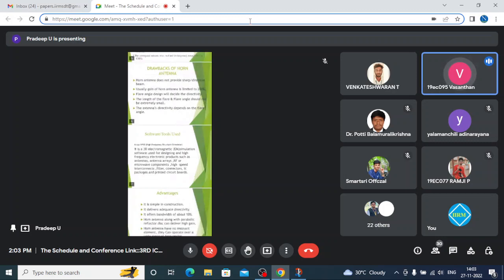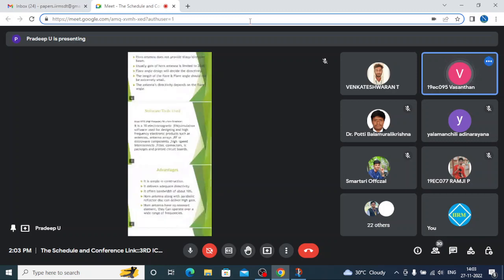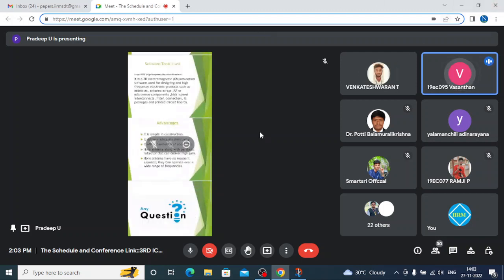And the advantages of the horn antenna: it is a simple construction. It delivers accurate directivity. It offers a bandwidth of about 10%. Along with a parabolic reflector, it can deliver high beam gain. Horn antennas have no resonant element, so they can operate over a wide range of frequencies. That was the main types of horn antennas, the H-plane and E-plane antennas.